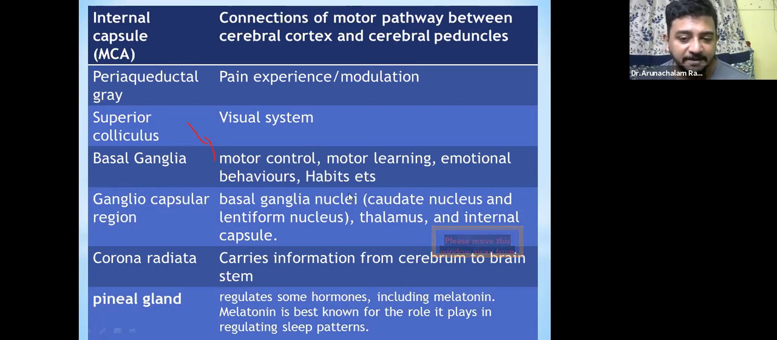So next is your basal ganglia. We have already seen enough about basal ganglia. The gangliocapsular region is nothing but the combination of the basal ganglia and the internal capsule.